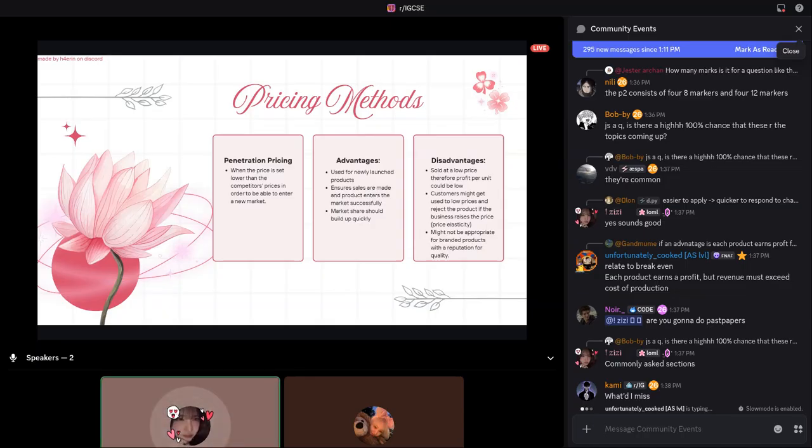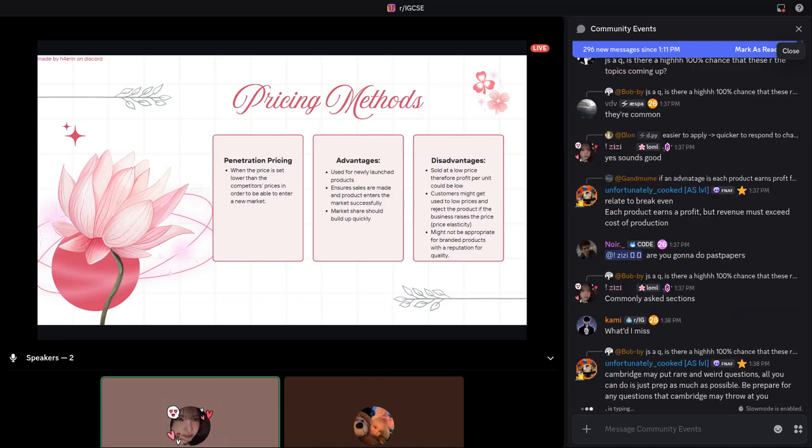However, the disadvantages are that the product is sold at a low price, therefore profit per unit could be low. So they wouldn't have that much funds, for example, to invest in capital, so their profit margin will also be low as well. Next, customers might get used to low prices and reject the product if the business raises the price. This is also known as price elasticity and might not be appropriate for branded products with a reputation for quality, as again, it may lead to loss.